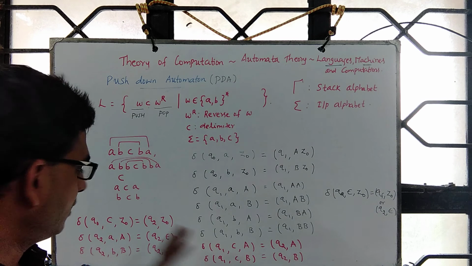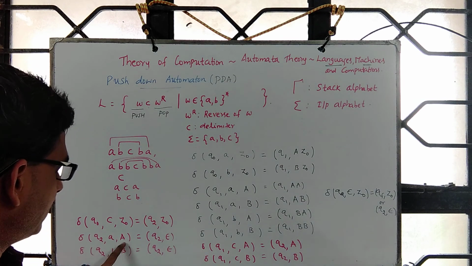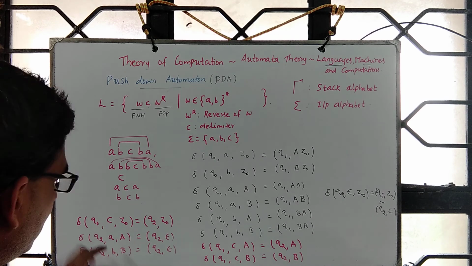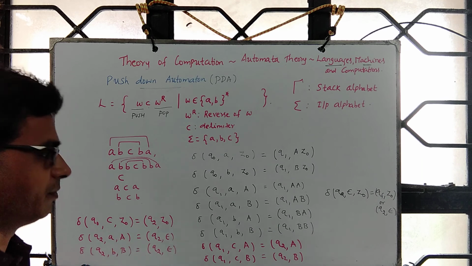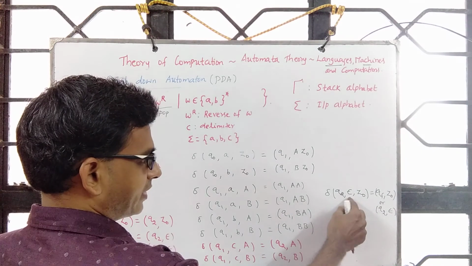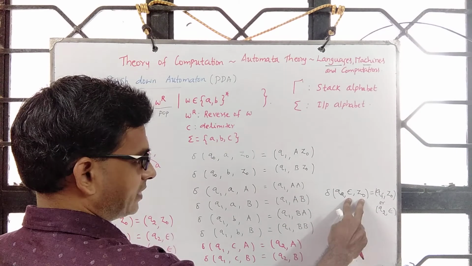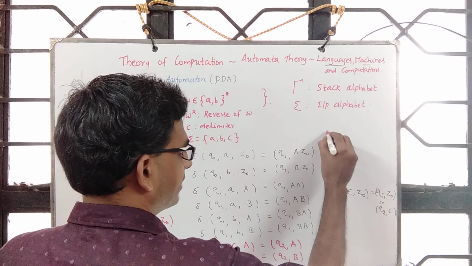Now switch is done, we are at Q2, now match is happening. Top is A and we read A, and our top is B and we read small b, for both we perform pop. Finally Q2 input is exhausted, top symbol is Z0, it's a valid configuration. So what is this telling us?